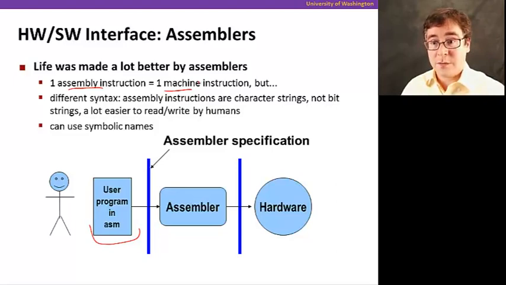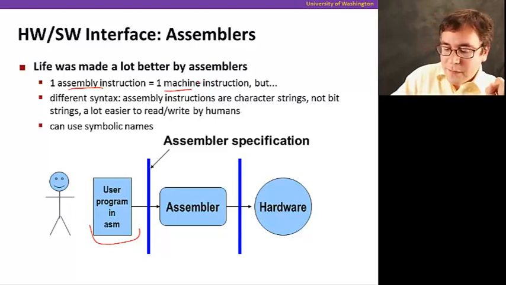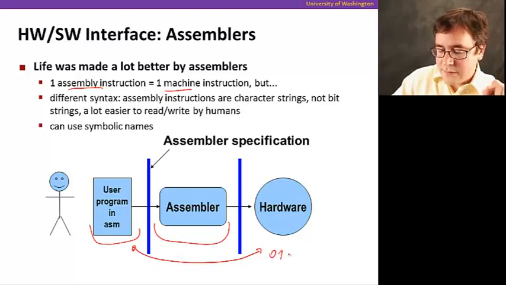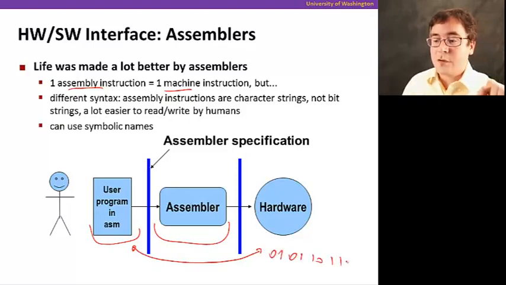Humans can understand it much more easily, so it's much easier to read and write. They can also use symbolic names for values, things like register names and variables A, B, and so on. Now there's a piece of code called an assembler that takes a program written in assembly and generates zeros and ones, machine code, which is what the hardware likes.